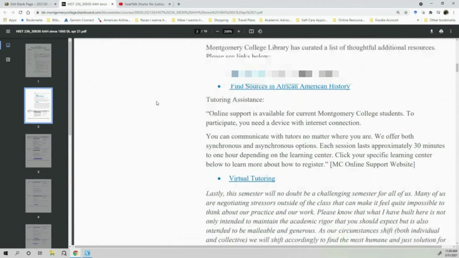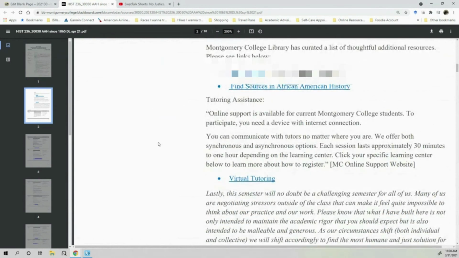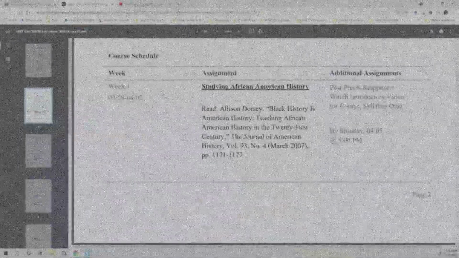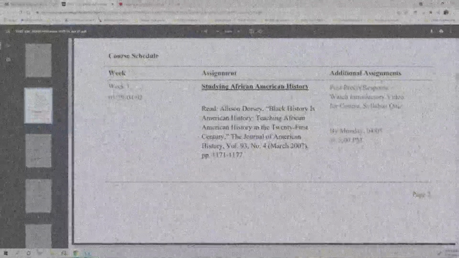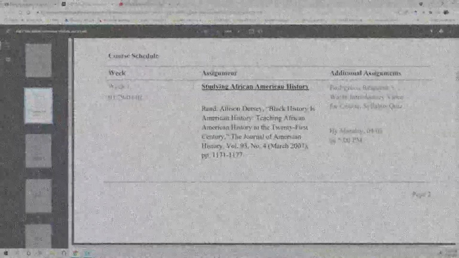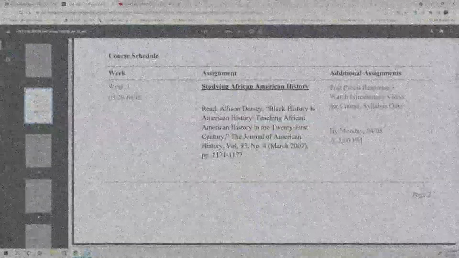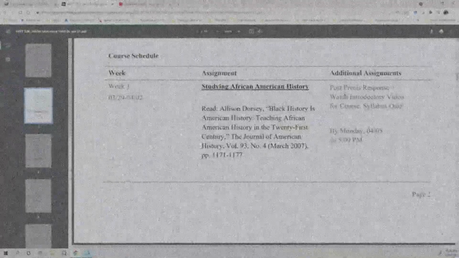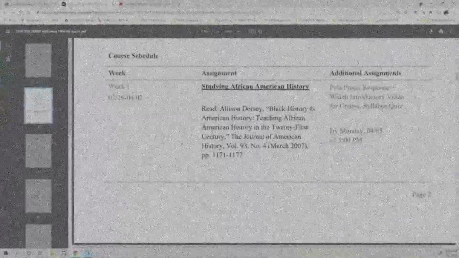Resources. Here are some additional resources on how to cite the materials for the class. If you need tutoring assistance, I provided links. In terms of additional assignments, within the syllabus you'll see what's due each week, over here on the right side of the syllabus. I want you to post your Prezi response. We'll get into that on the Blackboard site, exactly what that means. Watch the introductory video. This is the introductory video of the course, and so you're doing that.